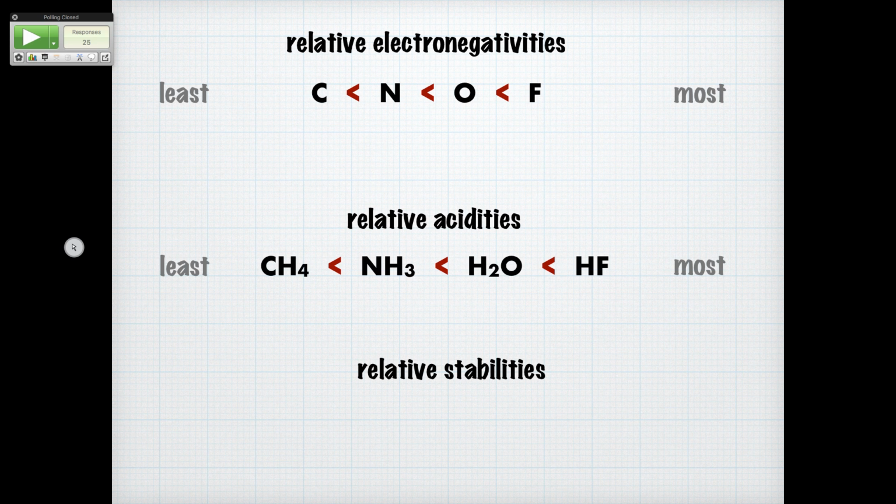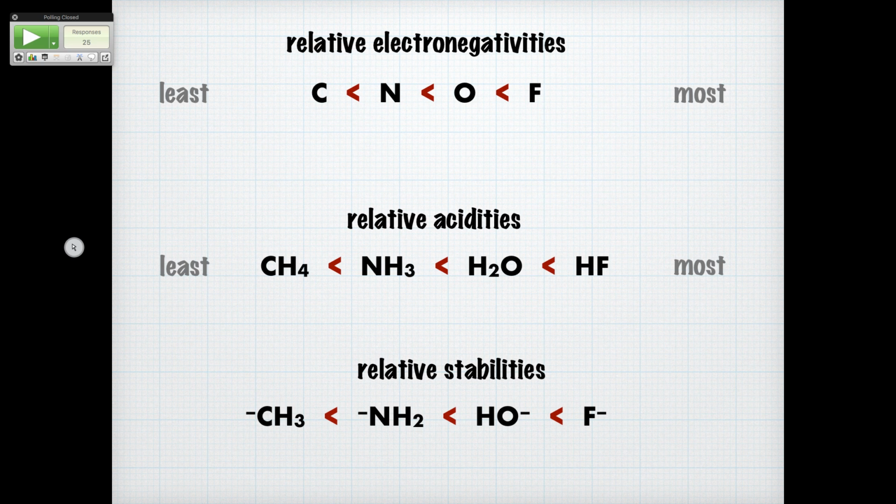And then stabilities, these are the different anions, or as we put it, the conjugate bases of each of these four acids. See how I did that? So CH4, CH3 minus, that's the conjugate base for that.